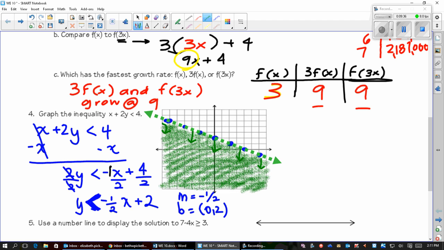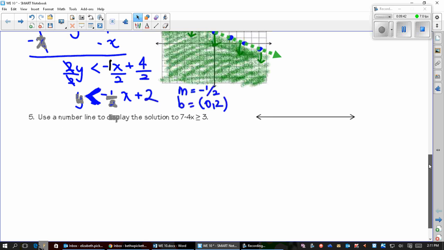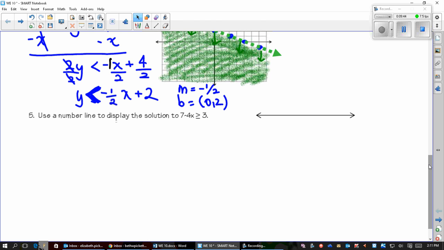Okay, so something like that. All right, number 5. Use a number line to display the solution to 7 minus 4x is greater than or equal to 3.